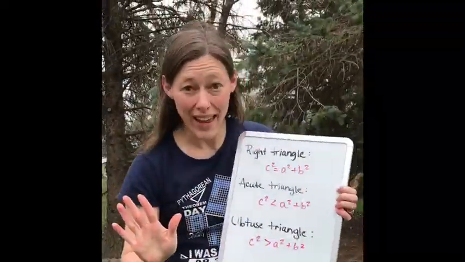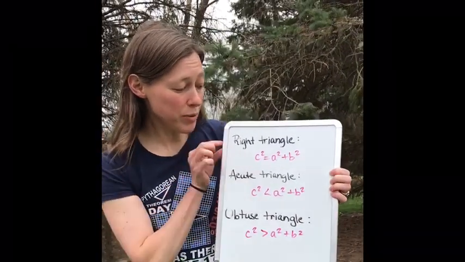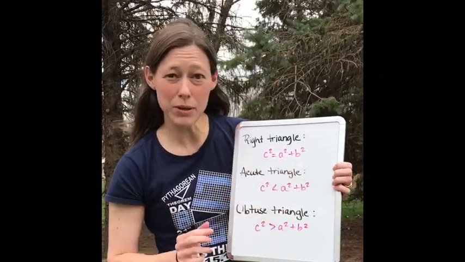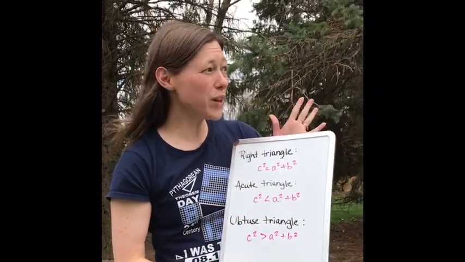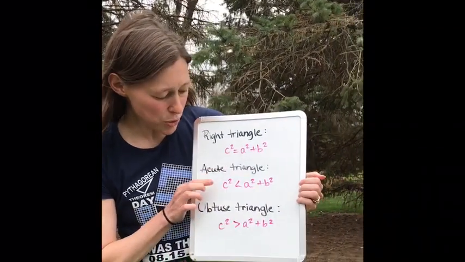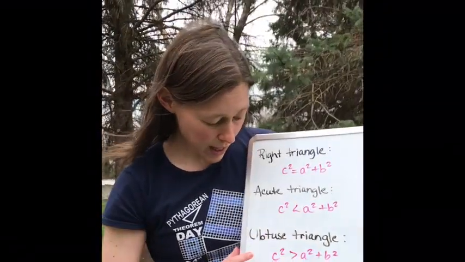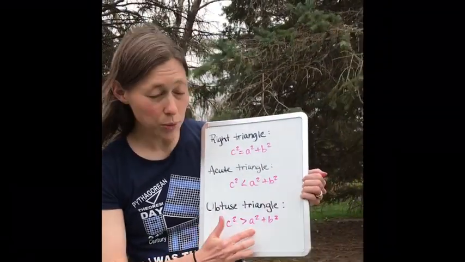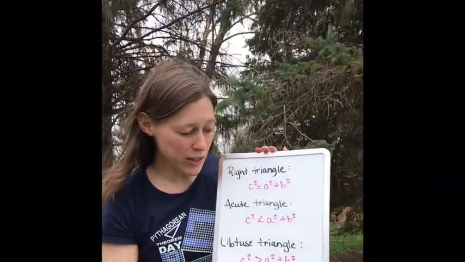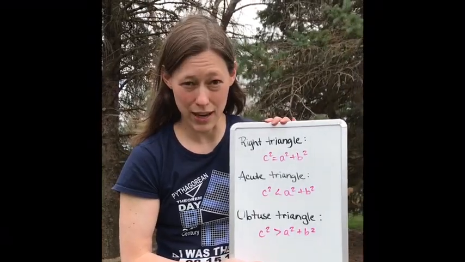And one more thing with the Pythagorean theorem. The Pythagorean theorem is for a right triangle where c squared is equal to a squared plus b squared. But if you're looking at the side lengths of other types of triangles, in an acute triangle, c squared is less than a squared plus b squared. In an obtuse triangle, c squared is greater than a squared plus b squared. So we're actually going to look at some numbers and figure out what types of triangles they are.